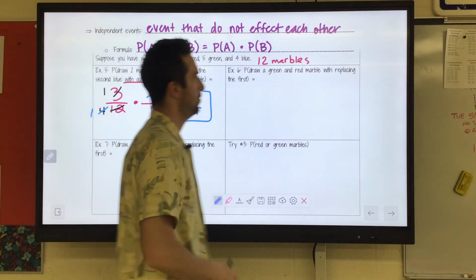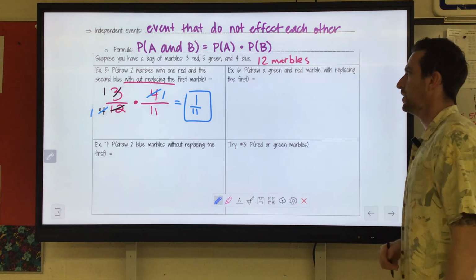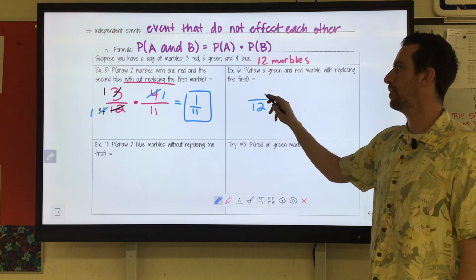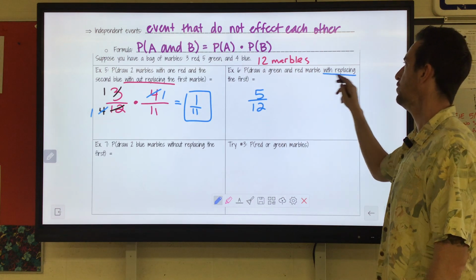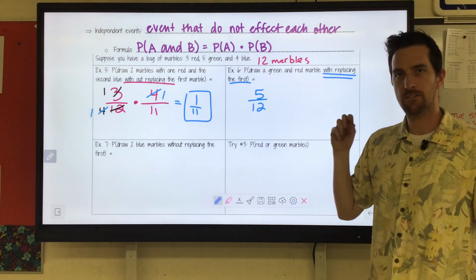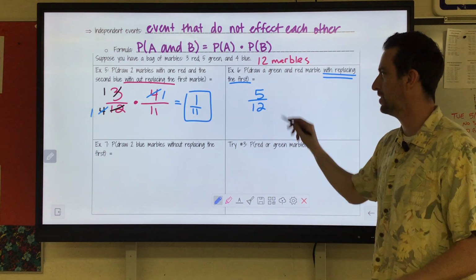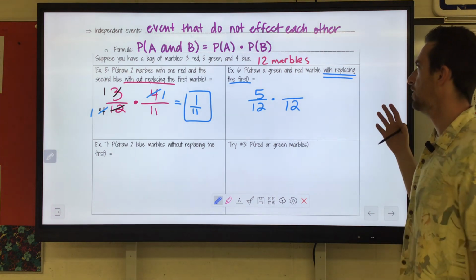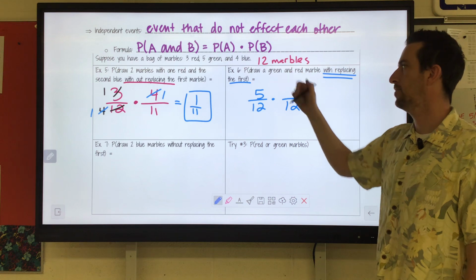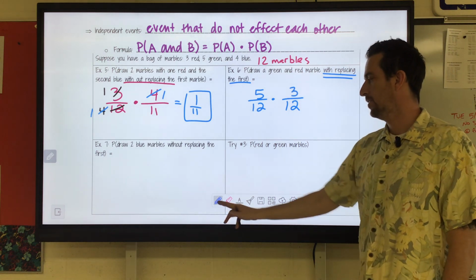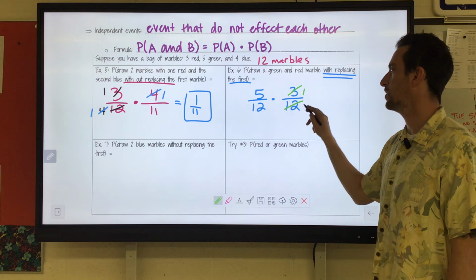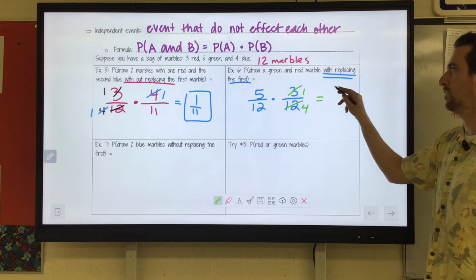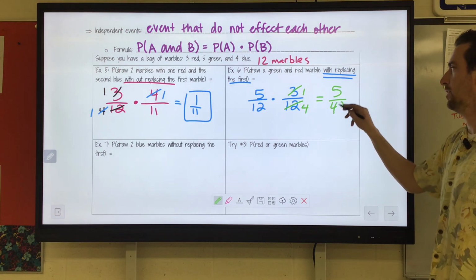That's the idea, folks. We're going to draw green the first time. So out of the 12, how many of them are green? 5. But this one says you do replace it. So you take one out, but you put it back in. So again, the second time we draw, there's still going to be 12 in there. Out of those 12, we want the second one to be red, which is 3. Simplify if you can. 3 goes into 12 4 times. Can't simplify the 5 with either of those, so we're ready to go. 5 times 1 is 5. 12 times 4 is 48.